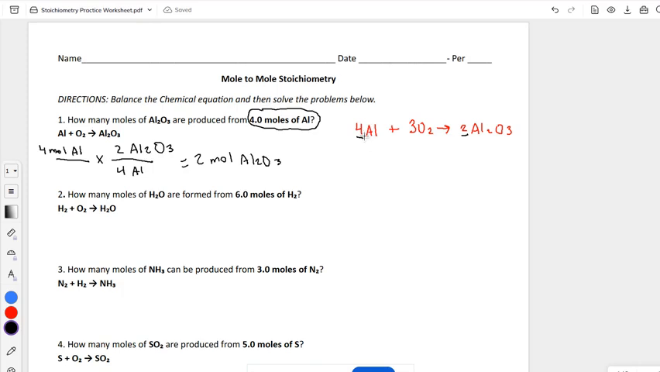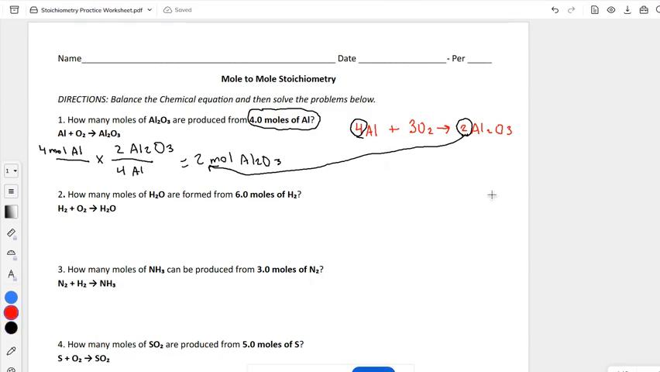But like I said, we didn't even have to do that because we already saw with the mole ratio that 4 moles of aluminum are going to create 2 moles of aluminum oxide. And that's what we got for the answer, 2. So that one was pretty easy. Maybe I'll do another one.